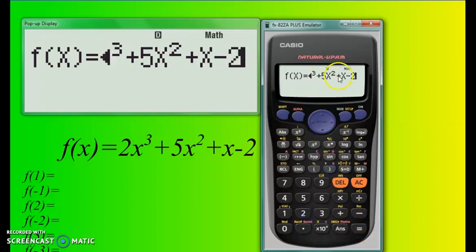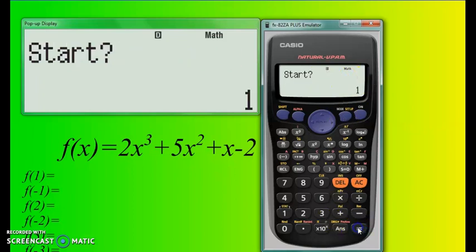If I look at the expression, it is correct. I press equal. I don't have another function. Where do I want to start? I want to start at negative 5. Where do I want to end? I want to end at positive 5. I want to do it in steps of 1.